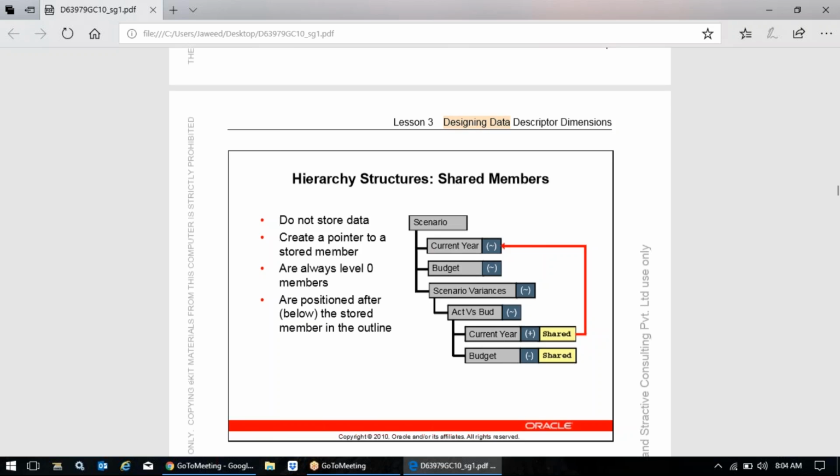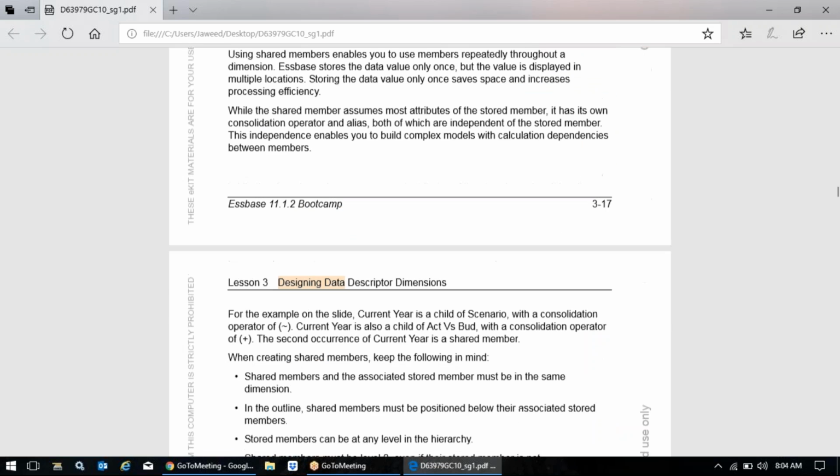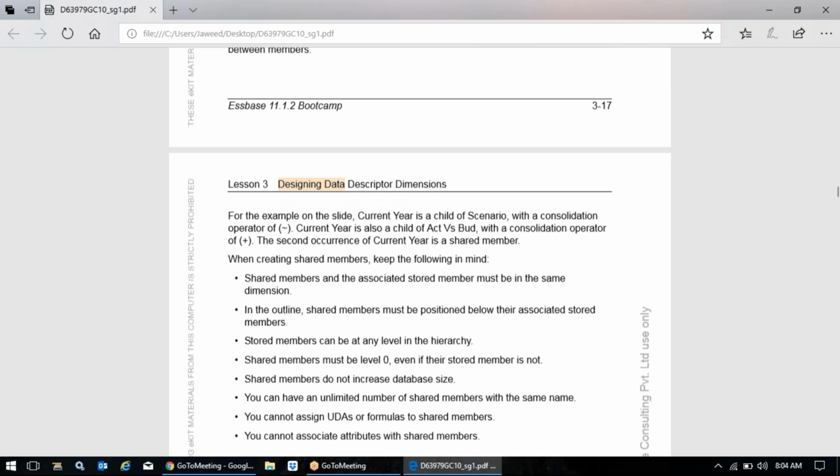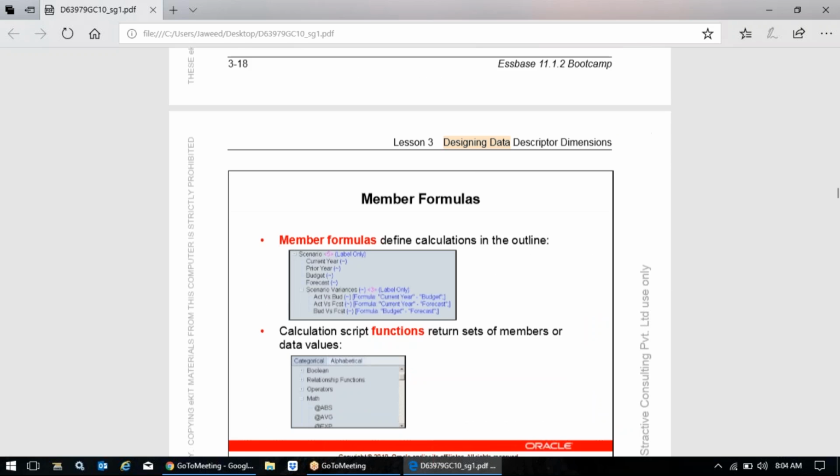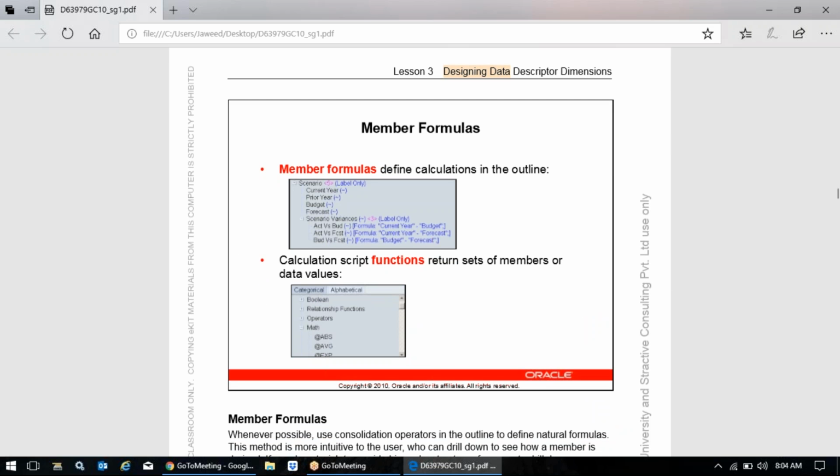Shared members. Okay, we'll talk about this in a while. Yeah, here, member formula. Let's pick an example.